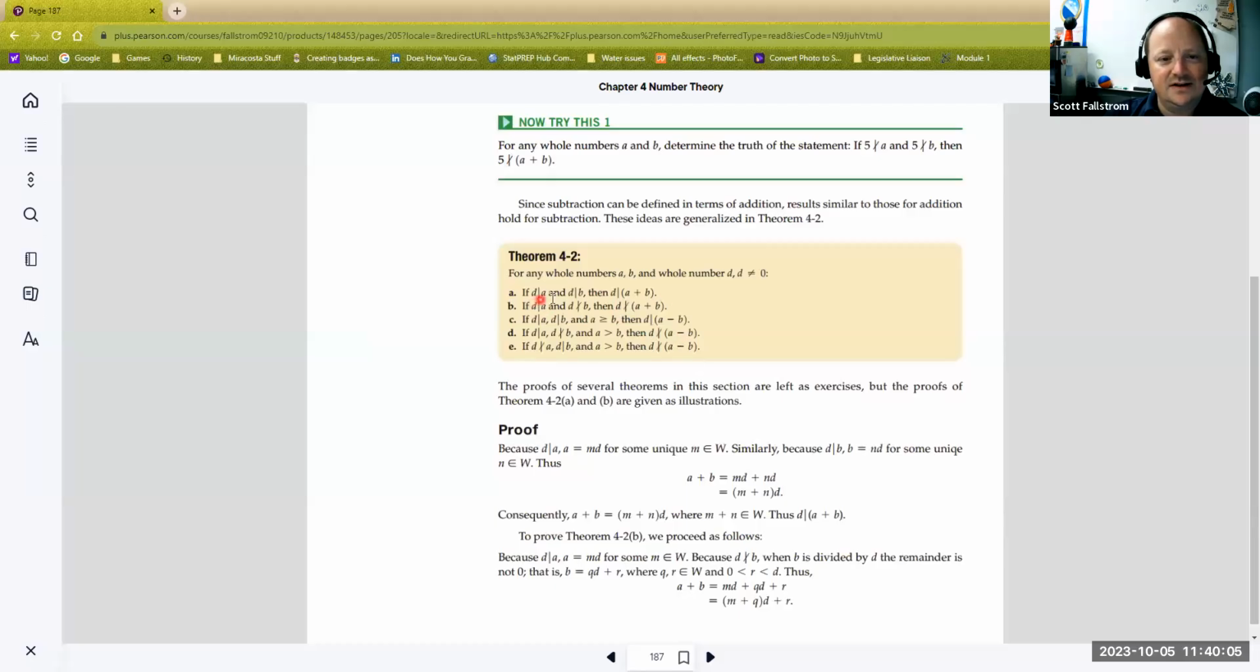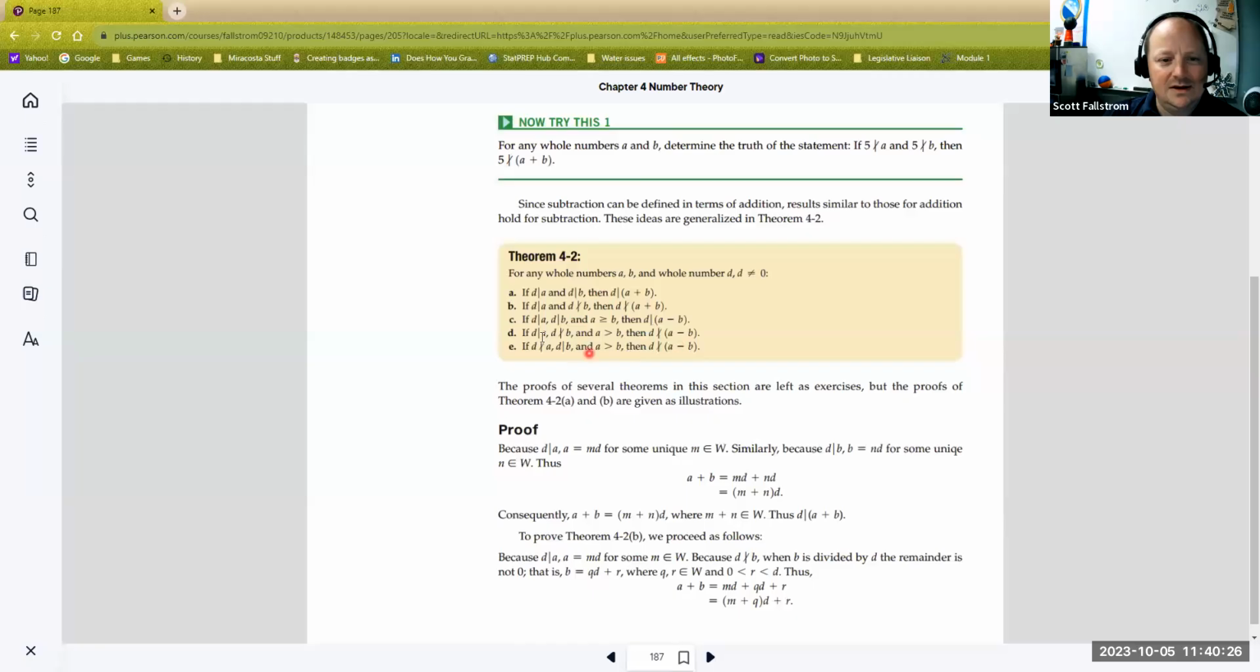Okay. So as you're looking through here, what we're going to see is a list of theorems about divisibility. The first one is if it divides A and it divides B, guess what? You can push them together. It does divide the sum. If it divides A but it doesn't divide B, it does not divide the sum. If it divides A, divides B, and A is bigger than B, because we're still thinking about whole numbers for our students, then D would divide the difference.